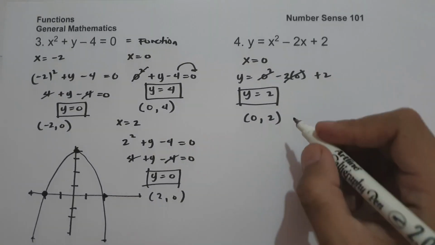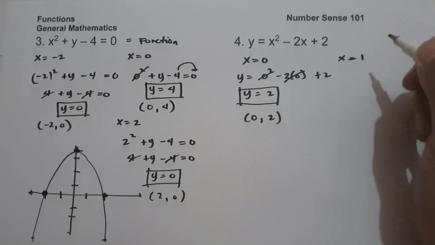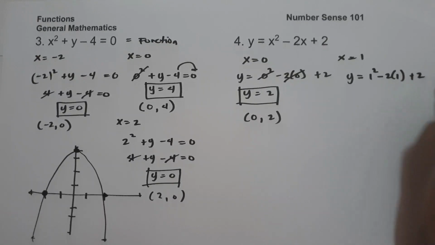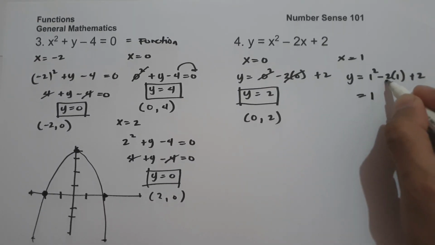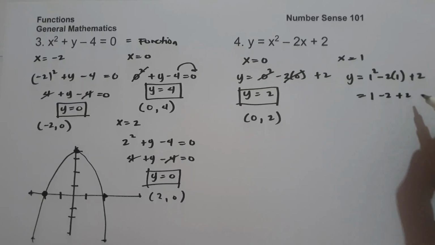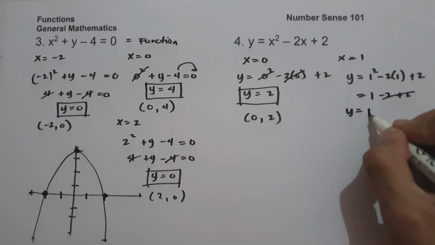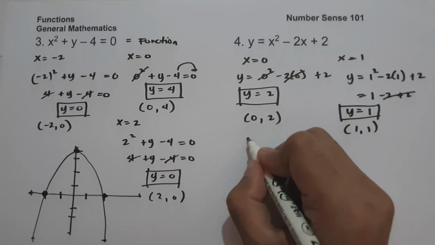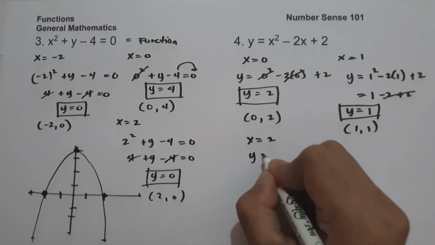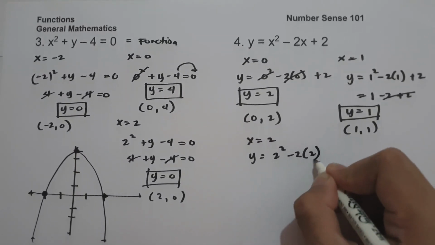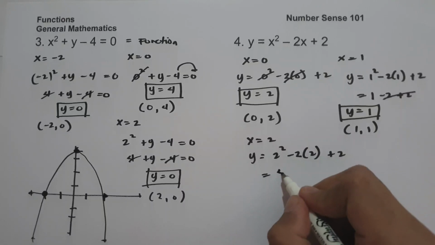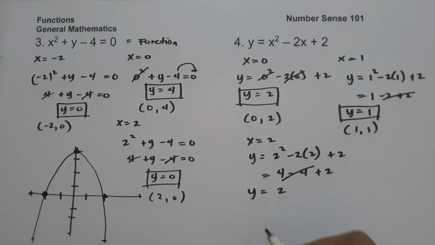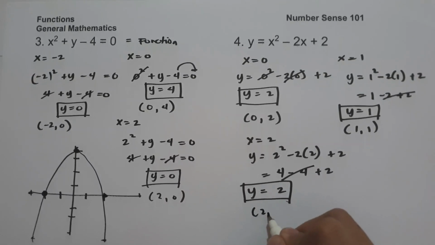And let's say x equals 1. So this will be y equals 1 squared minus 2 times 1 plus 2. So 1 squared is 1. Negative 2 times 1 is negative 2 plus 2. So let us cancel this one. So the value of y is 1. So the ordered pair is 1 comma 1. And let's say x equals 2. So this will be y equals 2 squared minus 2 times 2 plus 2. 2 squared is 4 minus 4 plus 2. Let us cancel this one. So y equals 2. So the ordered pair is 2 comma 2.